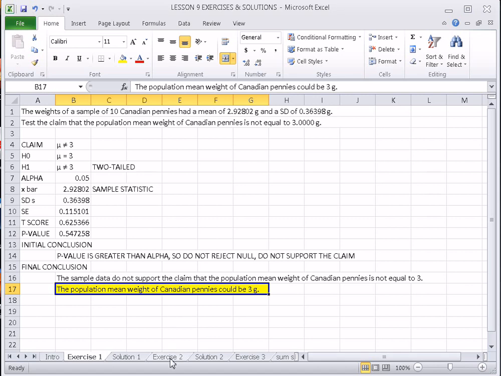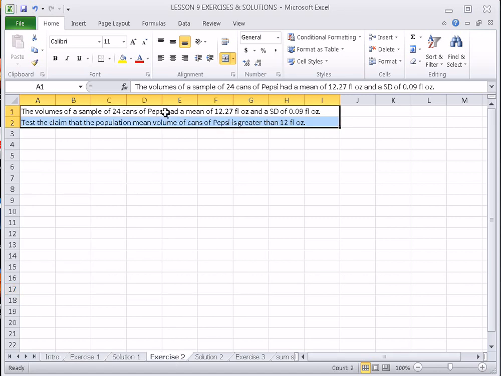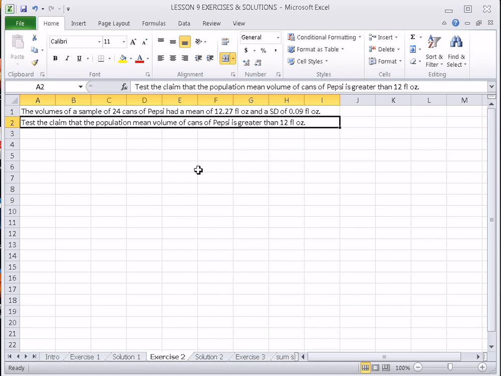Let's look at another example. So here, exercise 2, we have another example, and this one refers to the volumes of 24 cans of Pepsi. We found that a sample of 24 cans of Pepsi had a sample mean of 12.27 fluid ounces and a standard deviation of 0.09 fluid ounces. And we want to test the claim that the population mean volume of cans is greater than 12 fluid ounces.